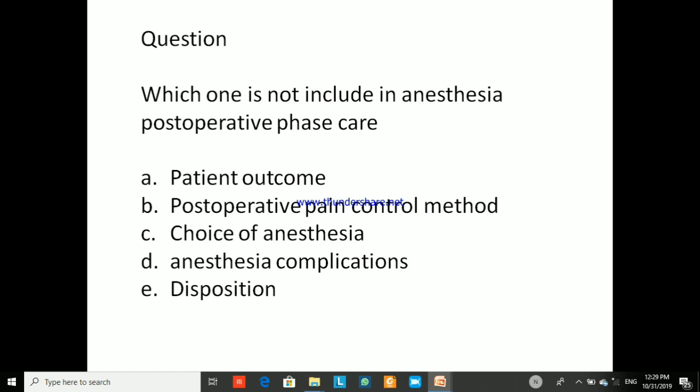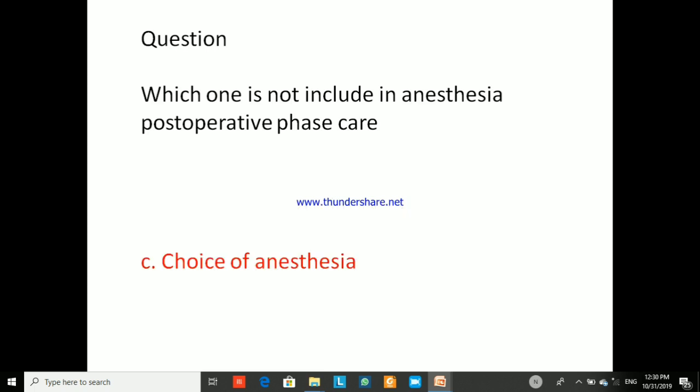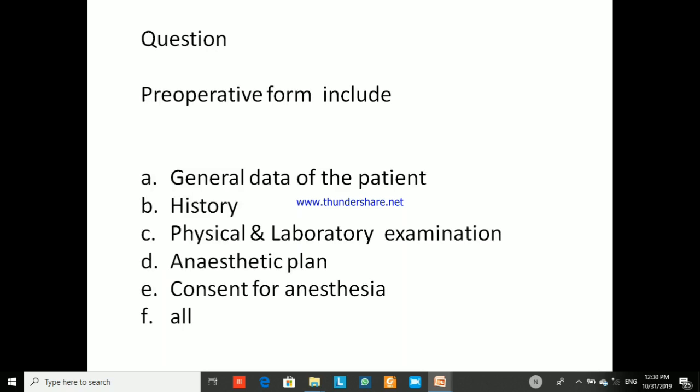Question. Which one is not included in anesthesia postoperative phase care? Patient outcome. Postoperative pain control method. Choice of anesthesia. Anesthesia complications. Disposition. Question. Which one is not included in anesthesia postoperative phase care? C. Choice of anesthesia.